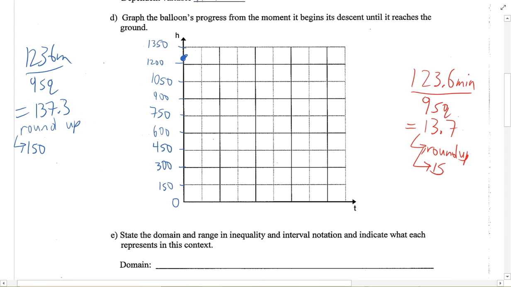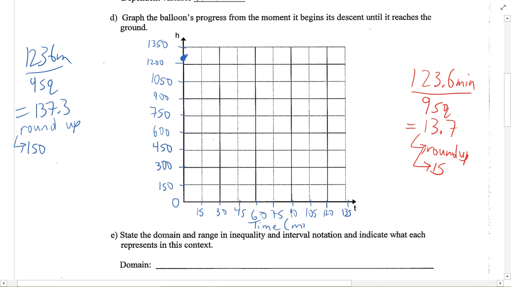Okay. So we go 0 minutes, and then we go 15, 30, 45, well, that's easy. 60 minutes, so that'd be 1 hour. Then 75, 90, hour and a half, 105, 120, and 135. So this will be time.